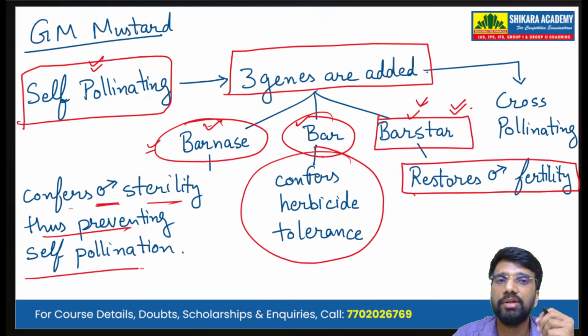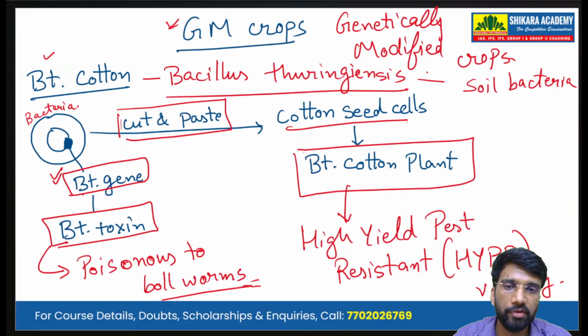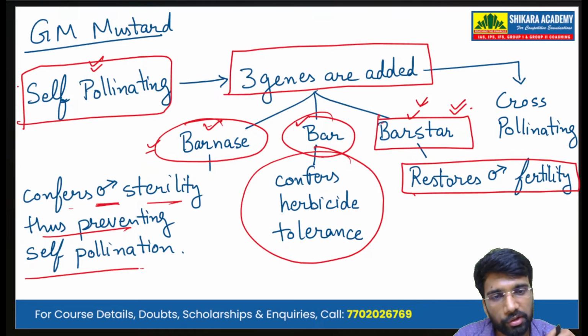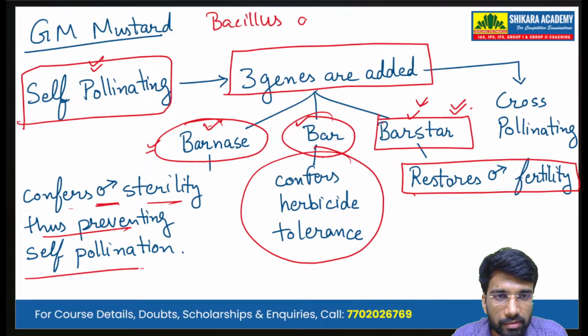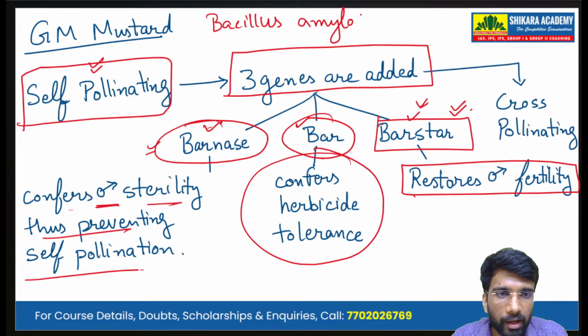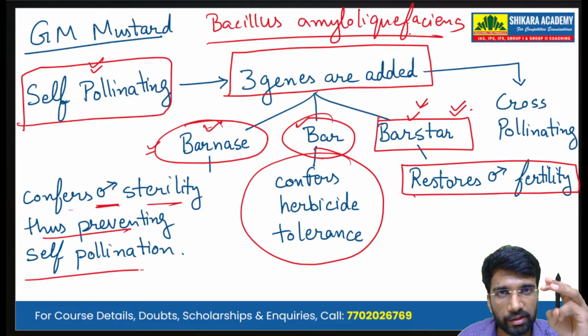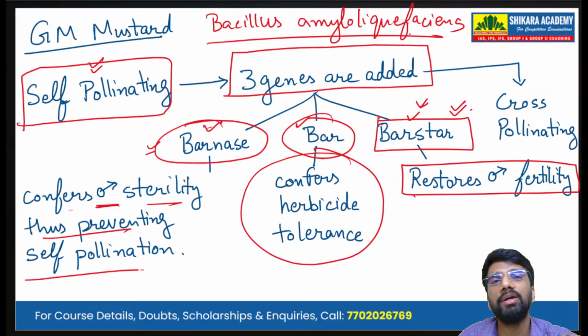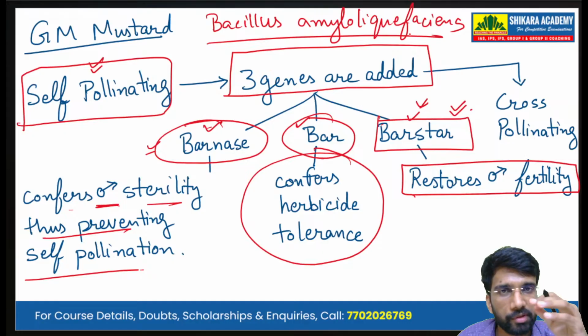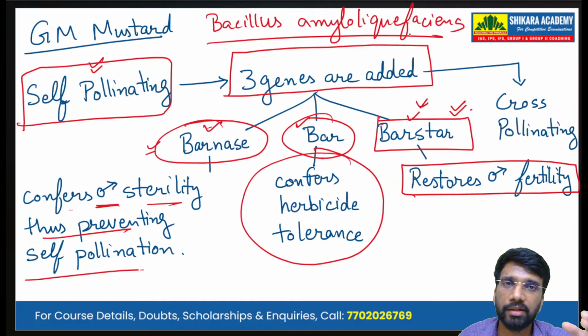Now, about the source of these three genes: we know the Bt gene came from Bacillus thuringiensis. These three genes are also sourced from a bacterium, that is Bacillus amyloliquefaciens. This Bacillus amyloliquefaciens is the bacterium from which we are getting these three genes and embedding them into the genome of the self-pollinating mustard plant and getting the desired hybrid.